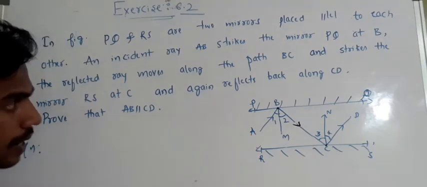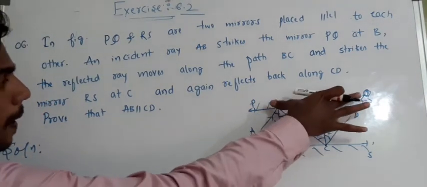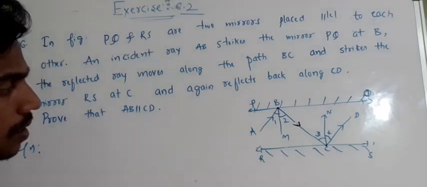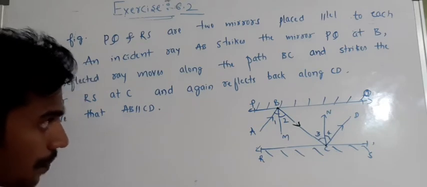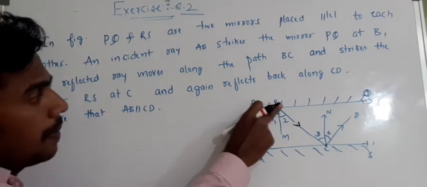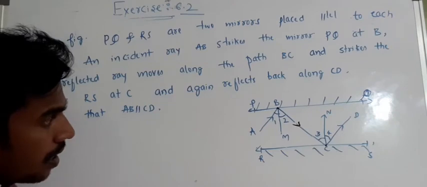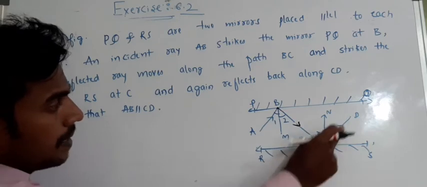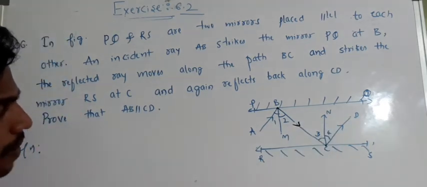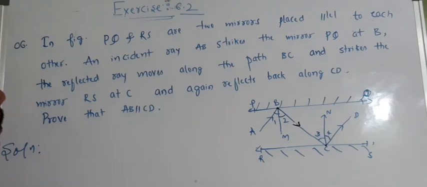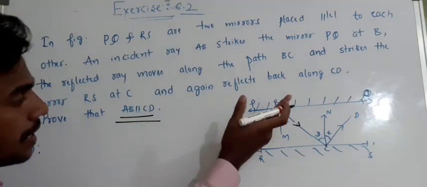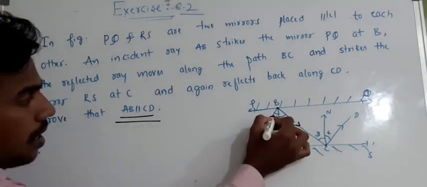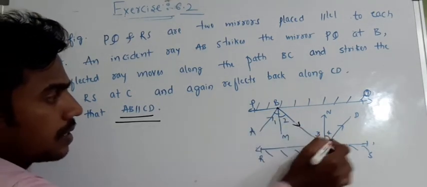Okay. Now what has been asked us to calculate? We need to prove PQ is parallel to RS. So how can I prove PQ is parallel to RS? If I am able to prove angle PBC is equal to angle BCD, then I will be able to prove AB is parallel to CD. For that, I need to prove this angle is equal to this angle.